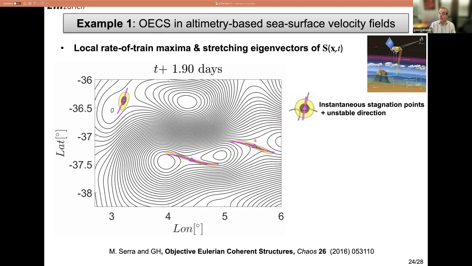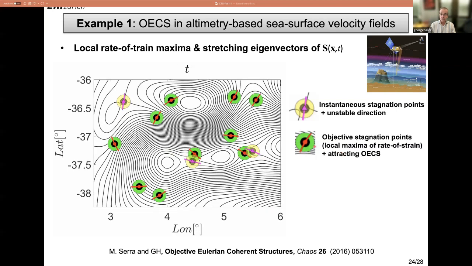Unfortunately, this is a very frame-dependent way of assessing stretching because it's based on instantaneous stagnation points. Those are not even Galilean invariant. So if you start then looking for the maximum of the local strain and the corresponding eigenvectors of the strain, you actually get an objective notion of an instantaneous saddle point as well as the unstable direction associated with that. So those will be the green objects here.